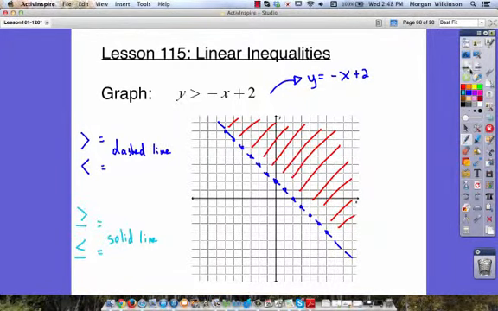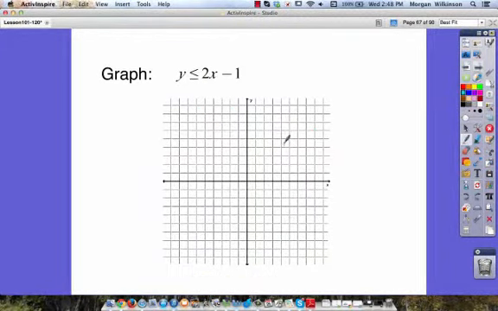Let's look at another problem. Here we have y is less than or equal to 2x minus 1. So we get to practice with our solid line here. 2x minus 1. Negative 1, that must be our y-intercept. And our slope must be up 2 over 1, because 2 is the same thing as 2 over 1.